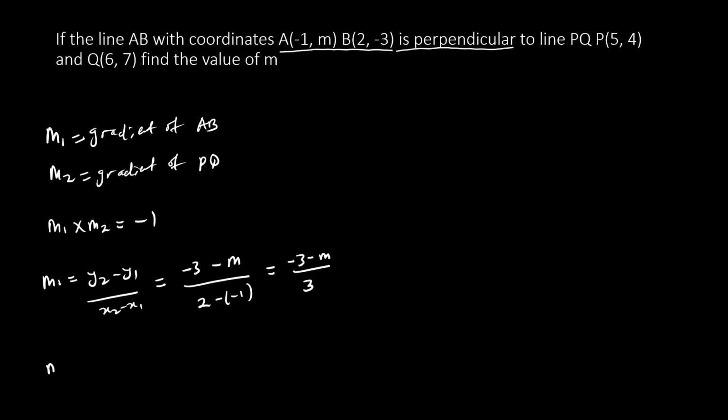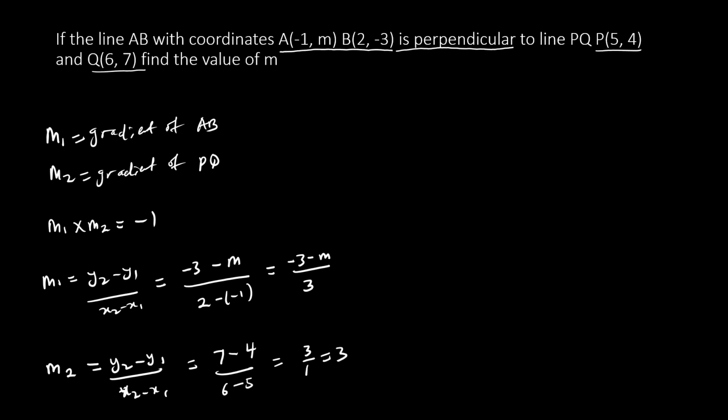The second part, which is the gradient of line PQ, this is M2 equals y2 minus y1, just like we have it for M1, over x2 minus x1. We now have this. Y2 is 7 minus 4 all over 6 minus 5. And then we have 3 over 1, which equals 3.